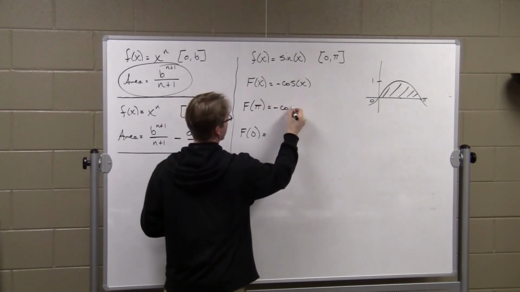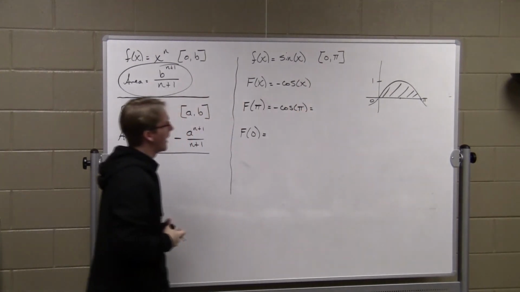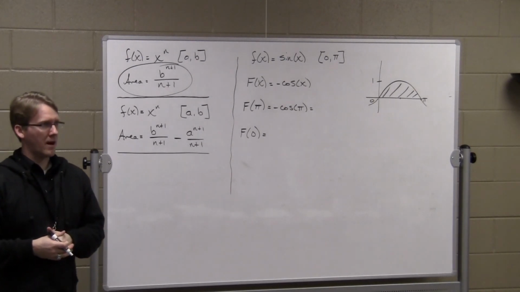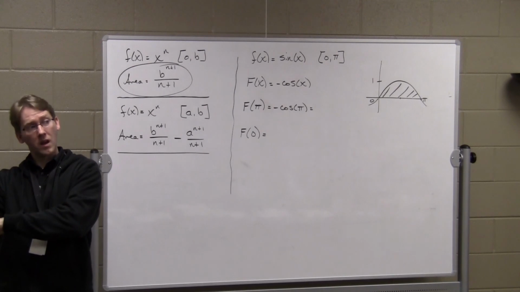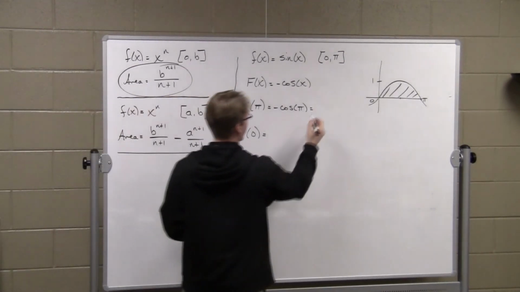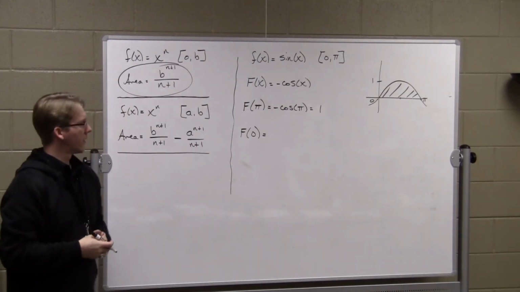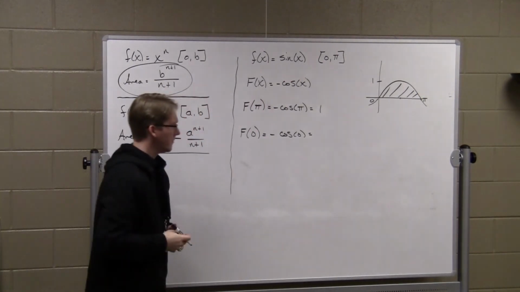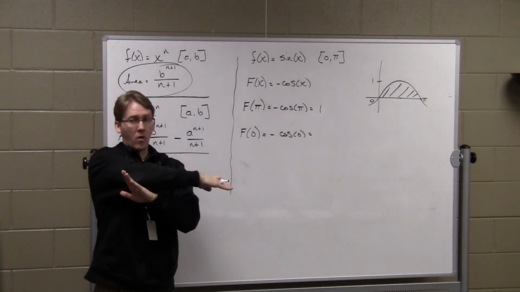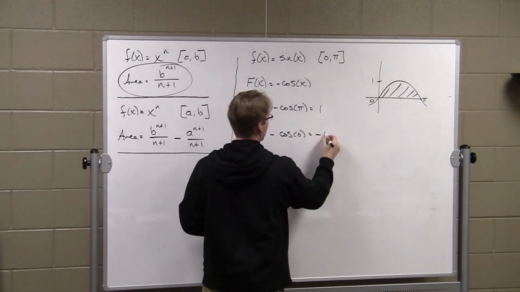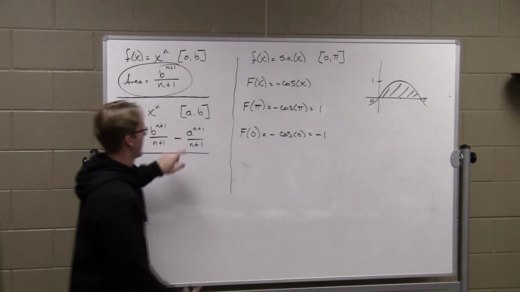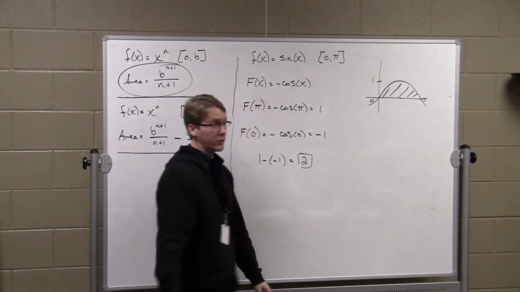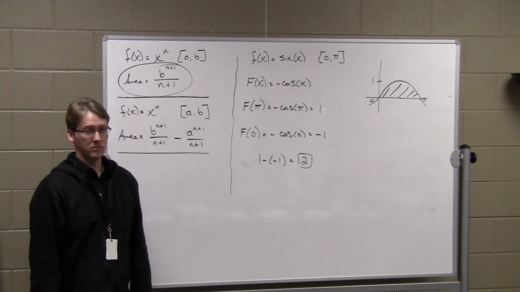All right, what is the negative cosine of pi? 0. Try again. Cosine of pi is negative 1, which is multiplied by negative 1, and you get positive 1. What is cosine of 0? Well, cosine of 0 is 1, and then we multiply by negative 1, we get negative 1. So we're going to do the ending minus the beginning. That area is 2.